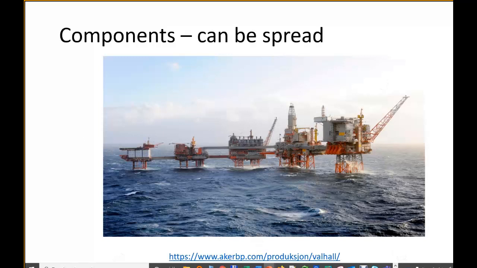Okay, that's a kind of old platform on the Norwegian continental shelf called Valhall, and you see that in this case the structures are spread. It's a whole field, but it has several offshore structures. Of course, depending on the size, you can afford to have several structures. If not, you try to compress everything into one because it's cheaper.